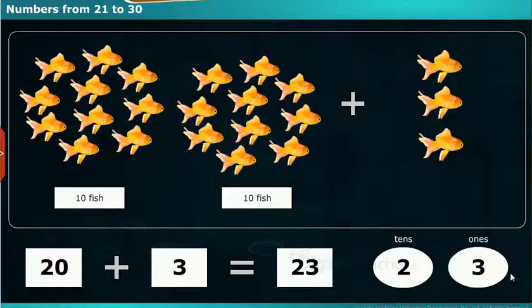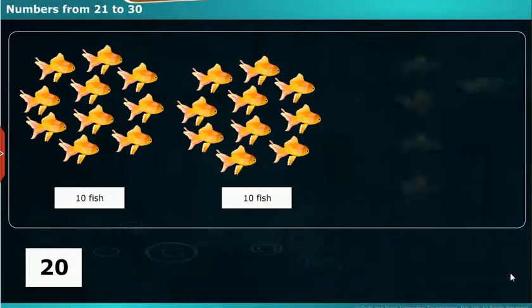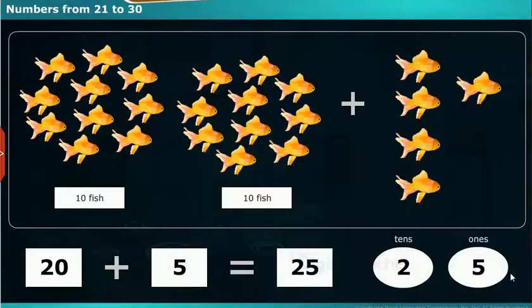Once again, Vinay gave one more fish to Kiran. So, 20 plus 4 is equal to 24. Total is equal to 24 fish. Like that, Vinay gave one more fish to Kiran. 20 plus 5 is equal to 25. Total is equal to 25 fish.